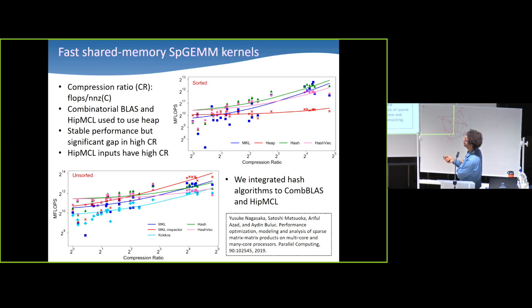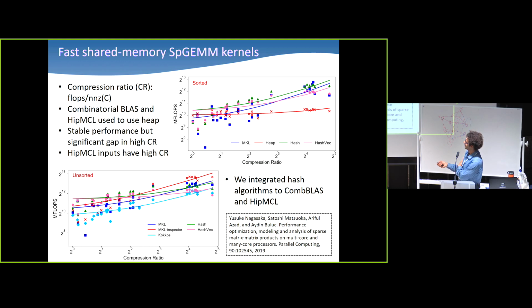So what is compression? It's really the number of intermediate products that contribute to the output. So in a dense matrix multiply code, it's n. For each non-zero in the output, you do exactly n scalar products and add those together.